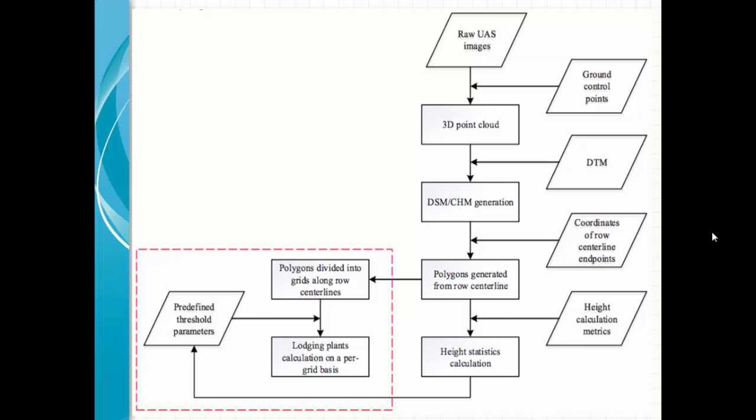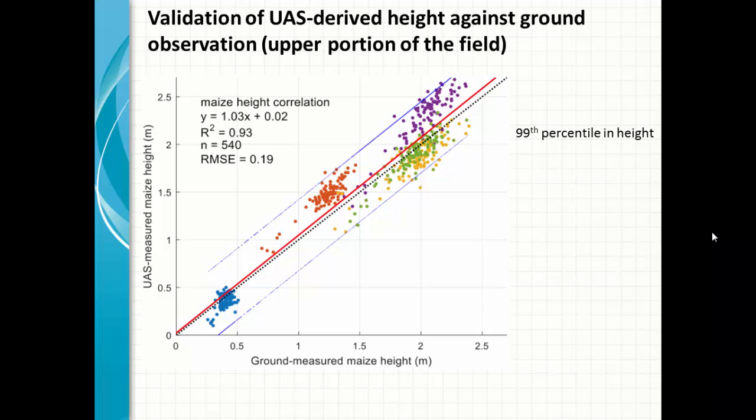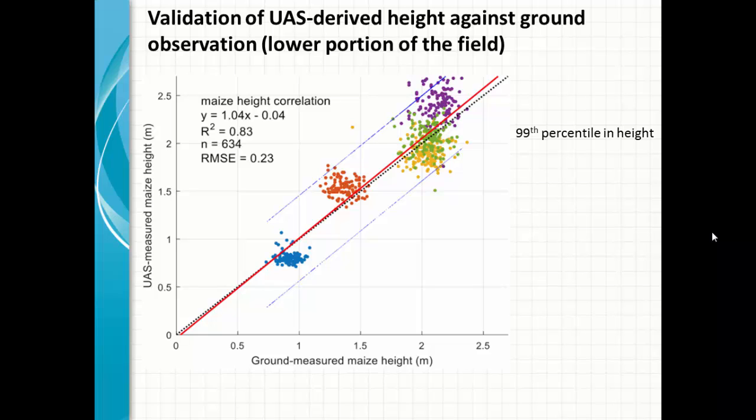Here we have the validation of the UAS-derived height against the ground observations. This is for the upper portion of the field. Remember, we have two portions. The x-axis shows the ground measured maize height, and the y-axis shows the UAS measured maize height. And it aligned very well because it has a very neat one-to-one relationship. And this is for the lower portion of the field. Again, the x-axis shows the ground measured maize height, and the y-axis shows the UAS measured height, all at the 99th percentile in height.